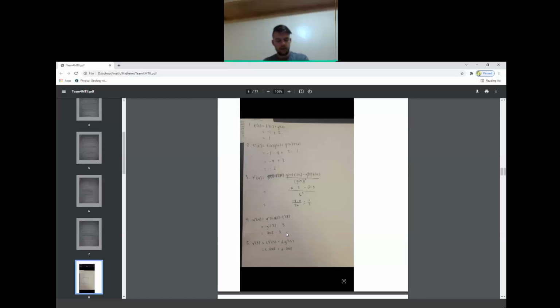Basically, the calculus we use here is just the chain rule in the beginning to take the derivative, and then we're just analyzing the graph for the slope and the points.